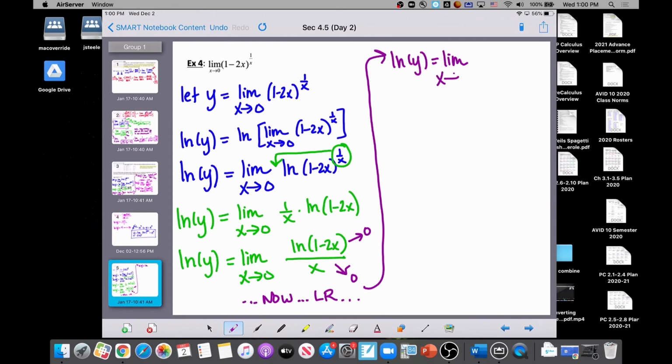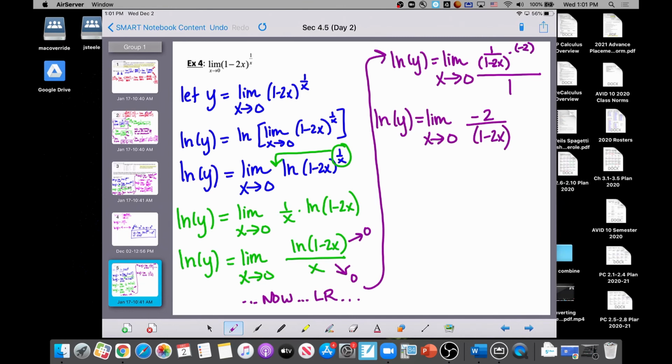When I do L'Hopital's rule, I get the natural log of y is equal to the limit as x approaches 0, and now I have to take the derivative of my numerator. Again, derivative of natural log, 1 over the stuff times the derivative of the stuff. So I'm going to have 1 over (1 minus 2x) times the derivative of 1 minus 2x, which is negative 2. And then in the bottom, the derivative of x is 1. So if I simplify this, the natural log of y is equal to the limit as x approaches 0 of negative 2 over (1 minus 2x), which is all divided by 1. So I can just write it exactly like that.